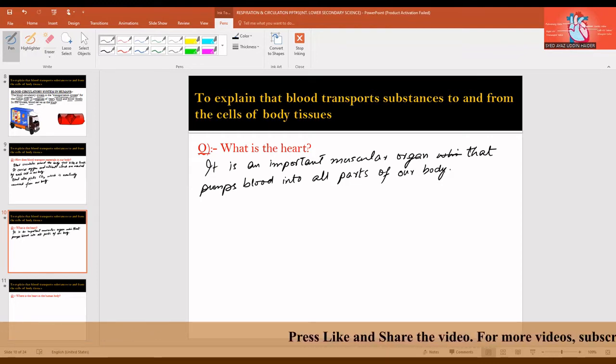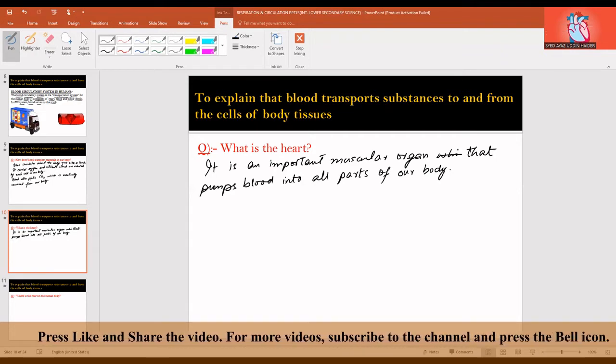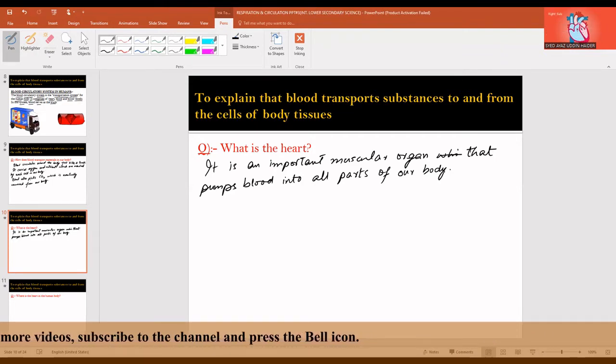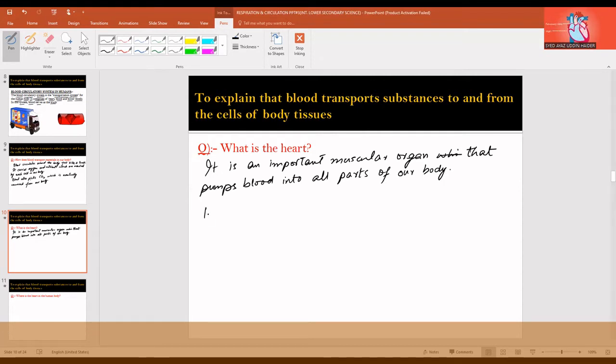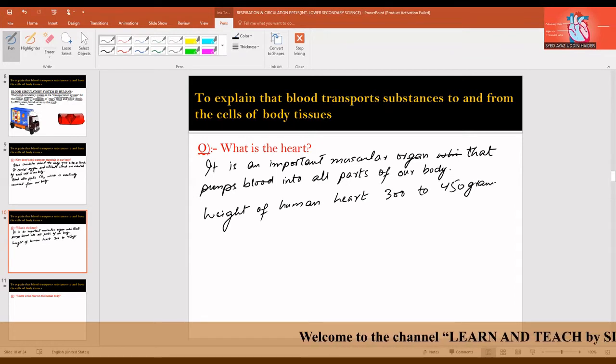The size of a human heart is about the size of a clenched fist, and it weighs between 300 and 450 grams.